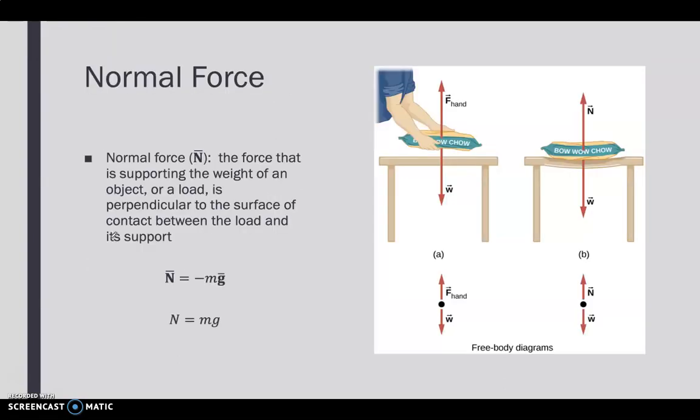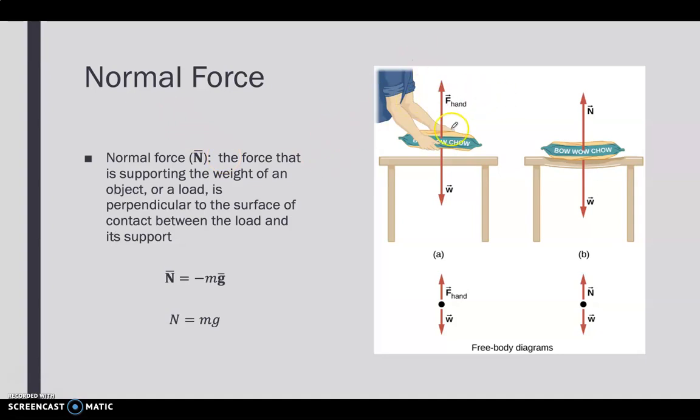All right, so this is something that we've been kind of hand-waving over. It's something called the normal force. Okay? Now, the normal force is the force that is supporting the weight of some object or load and is perpendicular to a surface of contact between that load and whatever is supporting it.